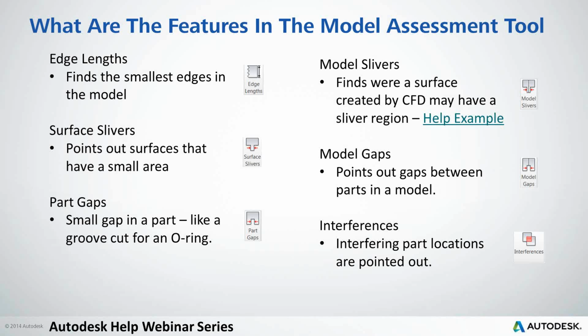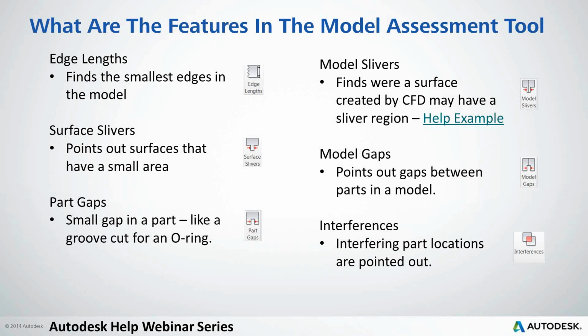Yeah, and the other thing you can have is an arc where it makes a triangular surface that comes to a point. Fillets and things like that can cause all kinds of weird anomalies at the very end of something. Part gaps are like if you had a cut for an O-ring or something small like that, where there's just a little gap that is internal to the part.